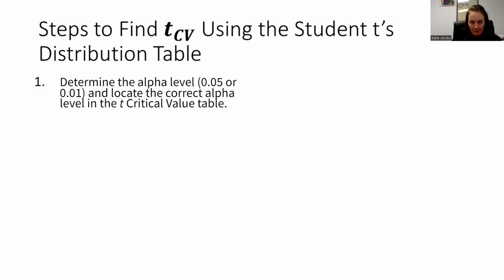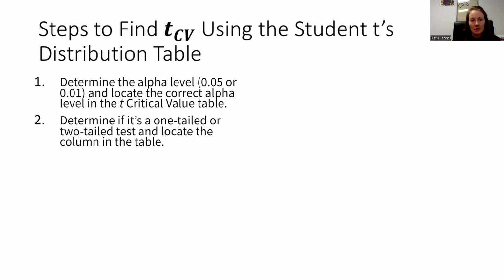Steps of finding your critical value for t using the Student's t distribution table. First, you have to determine the alpha level. So we know that the two most common alpha levels are 0.05 or 0.01. And then you're going to locate the correct alpha level in the t critical value table.